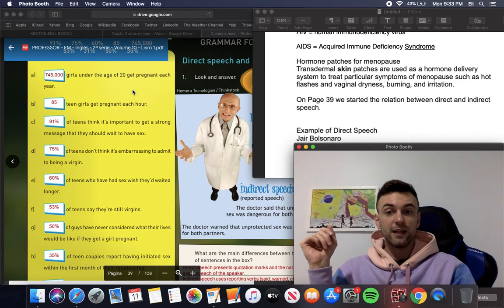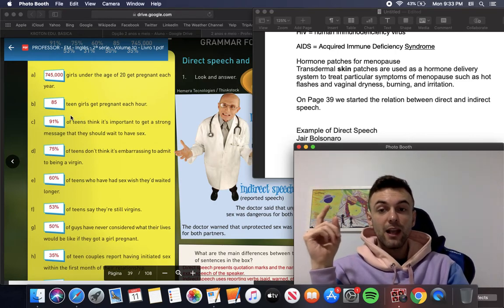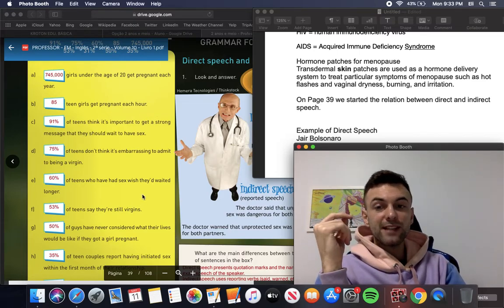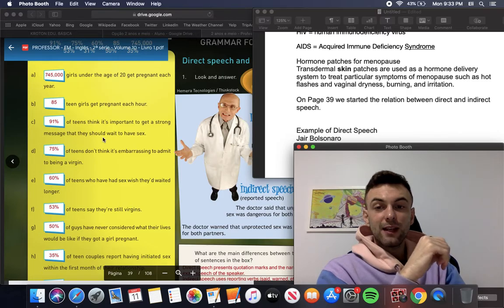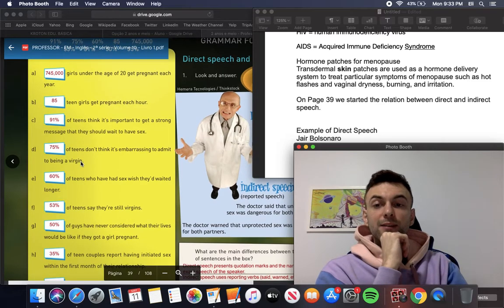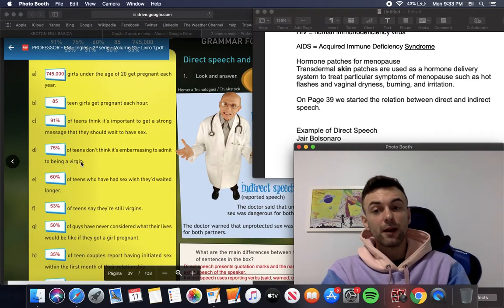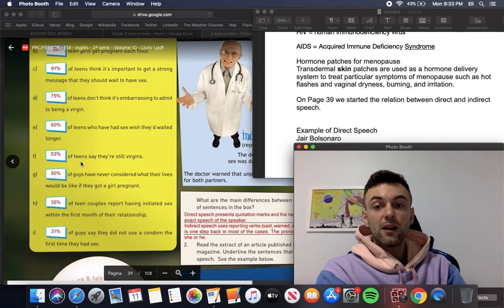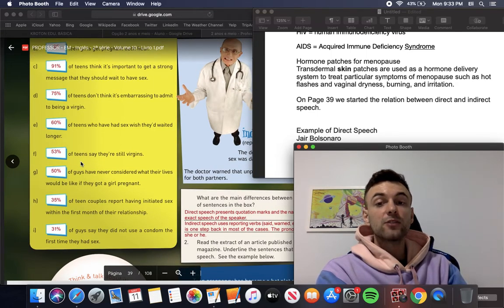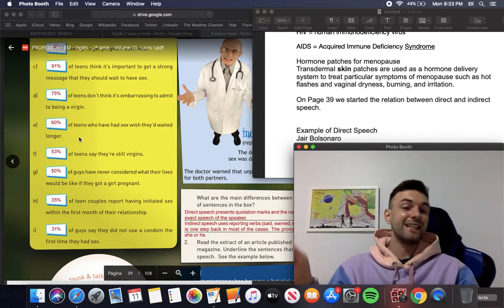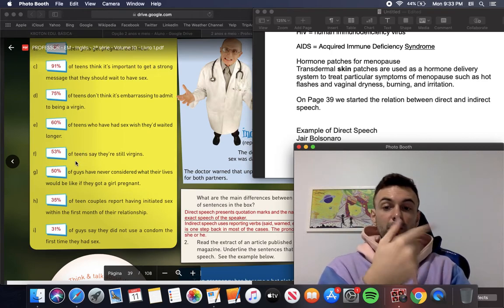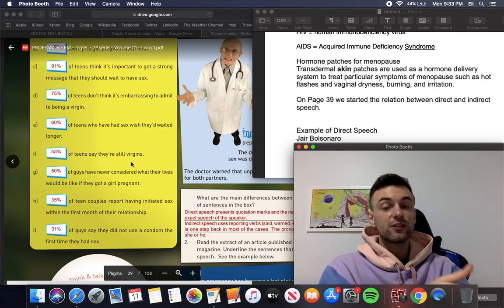745,000 girls under the age of 20 get pregnant each year. 85 teen girls get pregnant each hour. 91% of the teens think it's important to get a strong message that they should wait to have sex. 75% of the teens don't think it's embarrassing to admit to being a virgin. And 60% of the teens who have had sex wish they had waited longer. Eles queriam ter esperado mais. 53% of the teens say that they are still virgins.